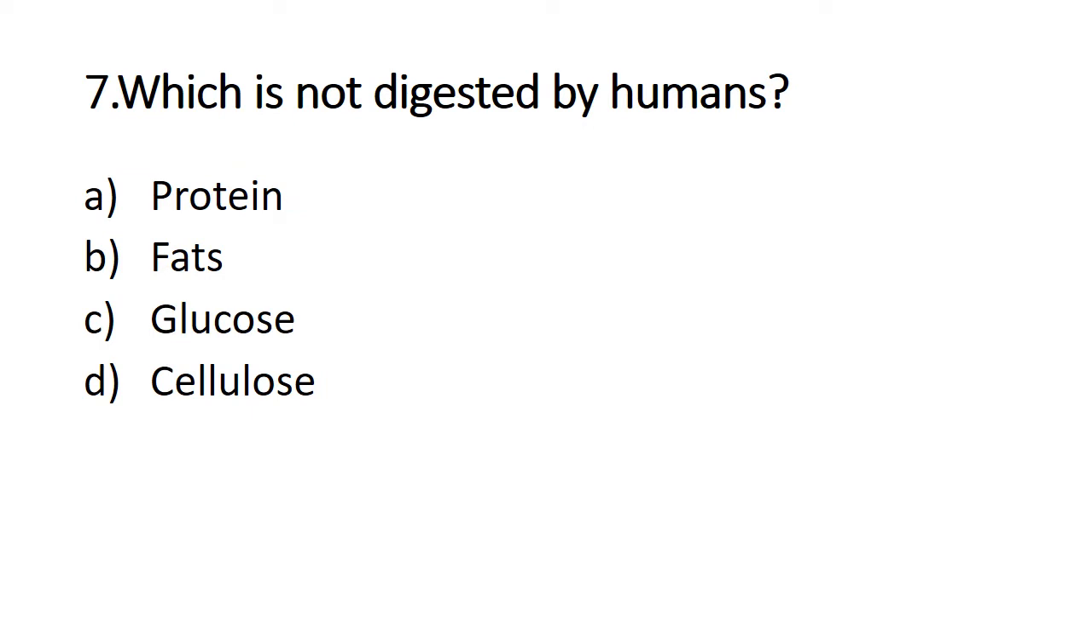Which is not digested by humans? A. Protein, B. Fats, C. Glucose, or D. Cellulose. So, the correct answer is option D. Cellulose. Cellulose cannot be digested by humans and the grass is rich in cellulose. Let's move on to the eighth question.